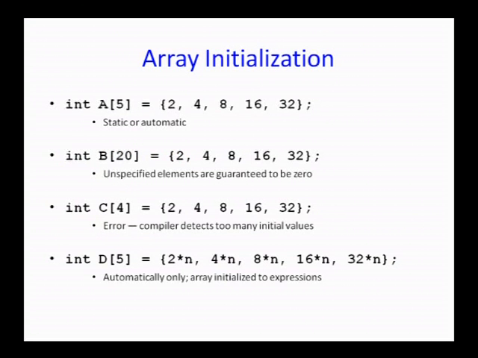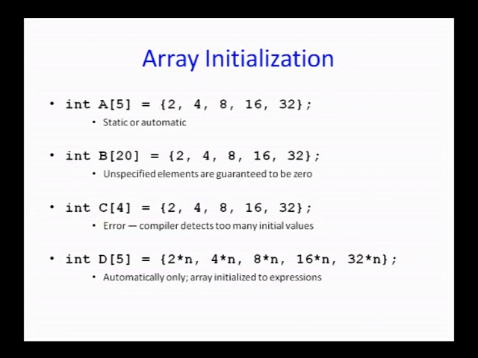So, here I have values 2, 4, 8, 16 and 32, that is I am giving 5 values over here. The rest of the elements are going to be 0. And the third example is an array called C, which consists of a maximum of 4 elements, but while initializing I am assigning 5 values. So here an error occurs, that is the C compiler is going to come up with an error saying that too many initialization values have been specified.